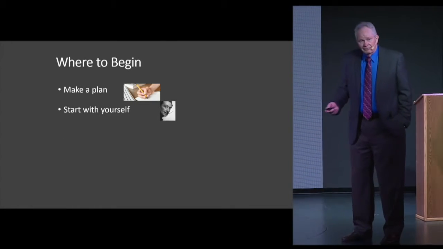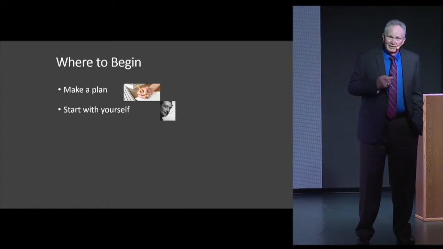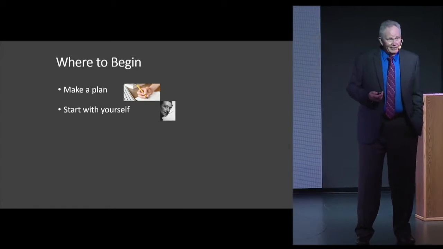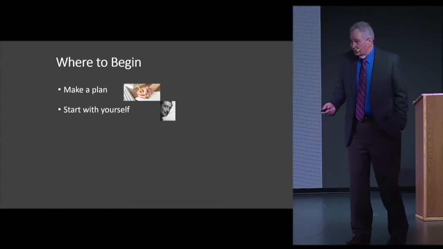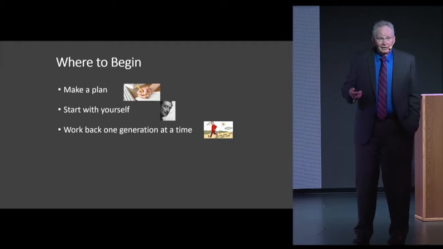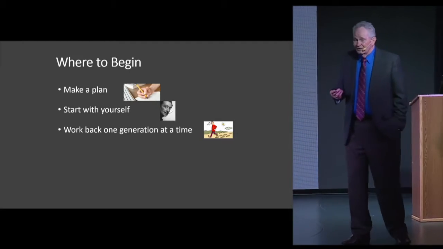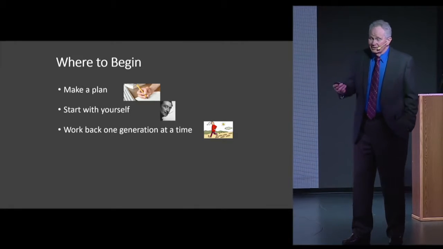Start with yourself. It's important that you start with the easy stuff. Put down what you know. Put down what you know about your parents and your siblings and your wife, or husband. And then you start working backwards, one generation at a time. For every ancestor you find, you'll have 2 more to research, and that makes it fun.